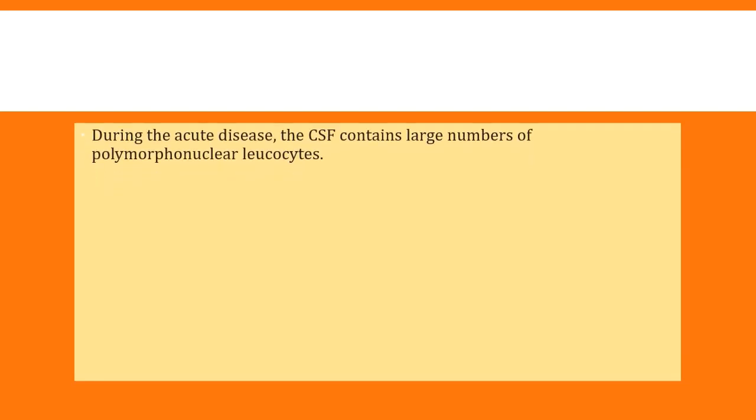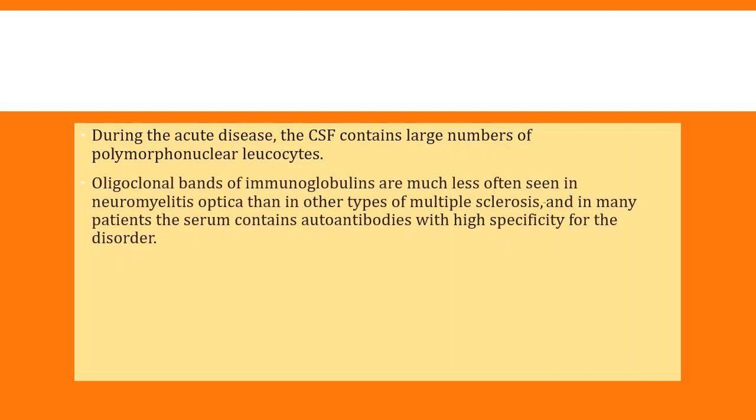Now, during the acute disease process, the CSF contains large numbers of polymorphonuclear leukocytes. Oligoclonal bands of immunoglobulins are much less often seen in neuromyelitis optica than in other types of multiple sclerosis, where you see more of oligoclonal bands. And in many patients, the serum contains autoantibodies with high specificity for the disorder.